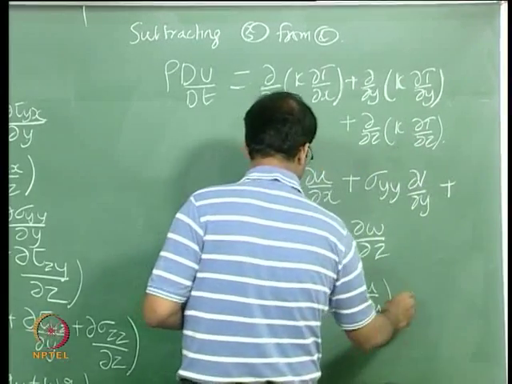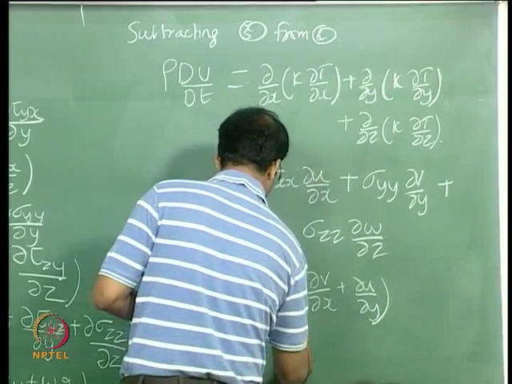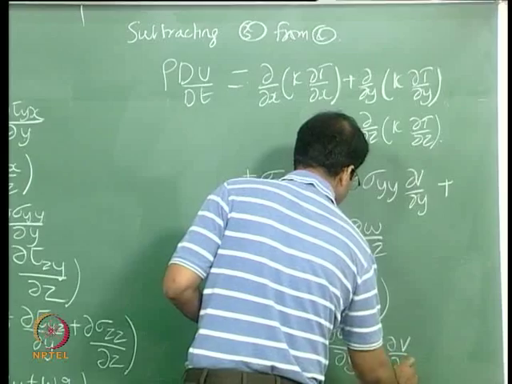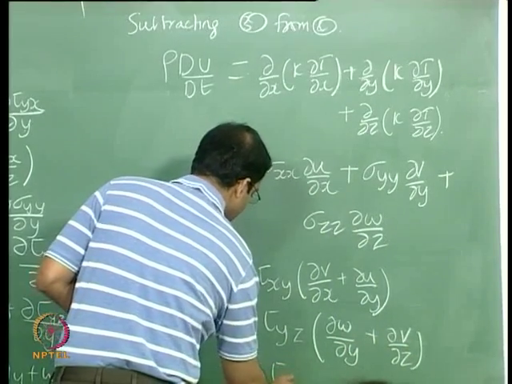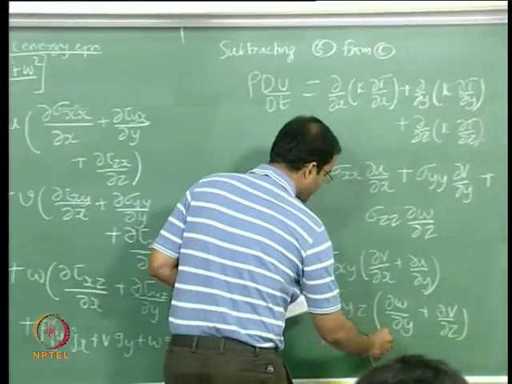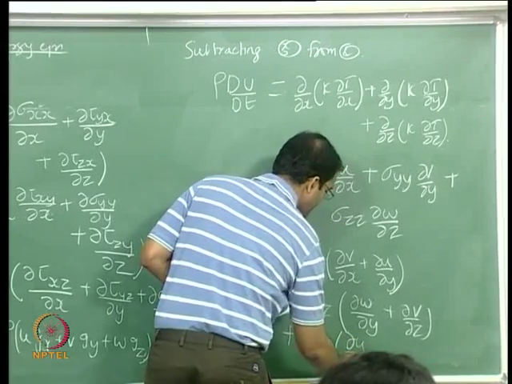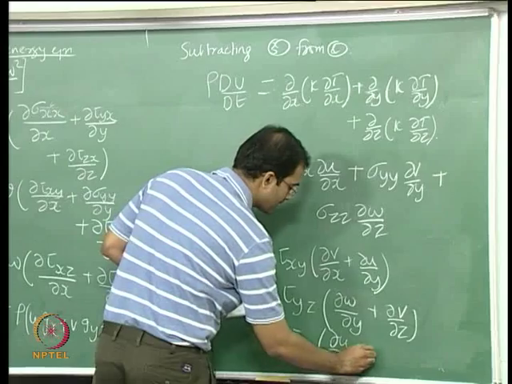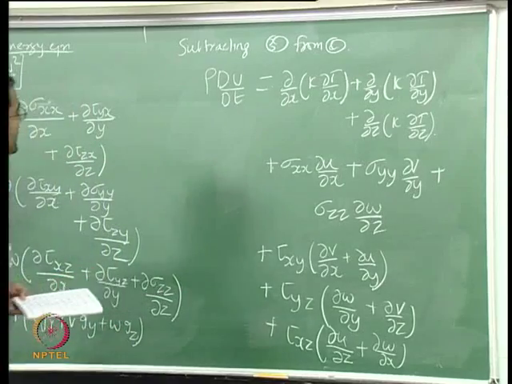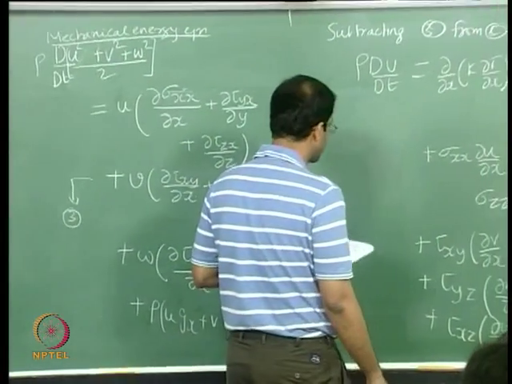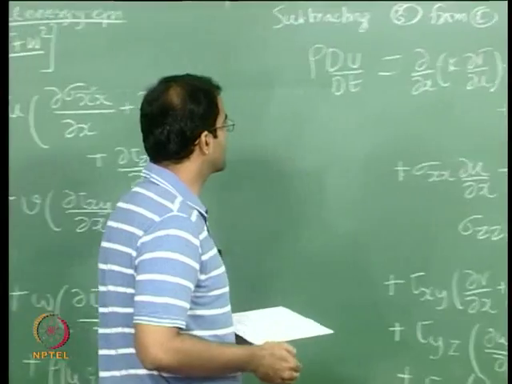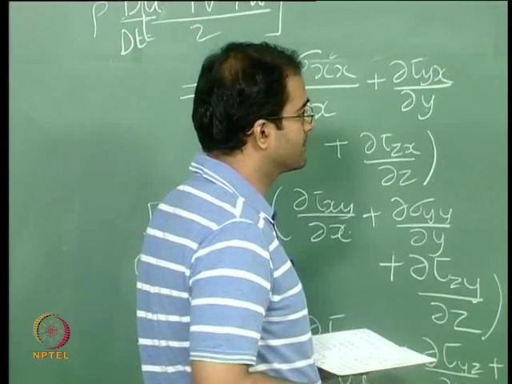Similarly, the tau yz, so dw by dy plus dv by dz plus tau xz, what should be the derivative inside? Du by dz plus dw by dx. So therefore you have another nice equation which is still not simplified completely, but this is an equation for the conservation of the internal energy of that system, alright.